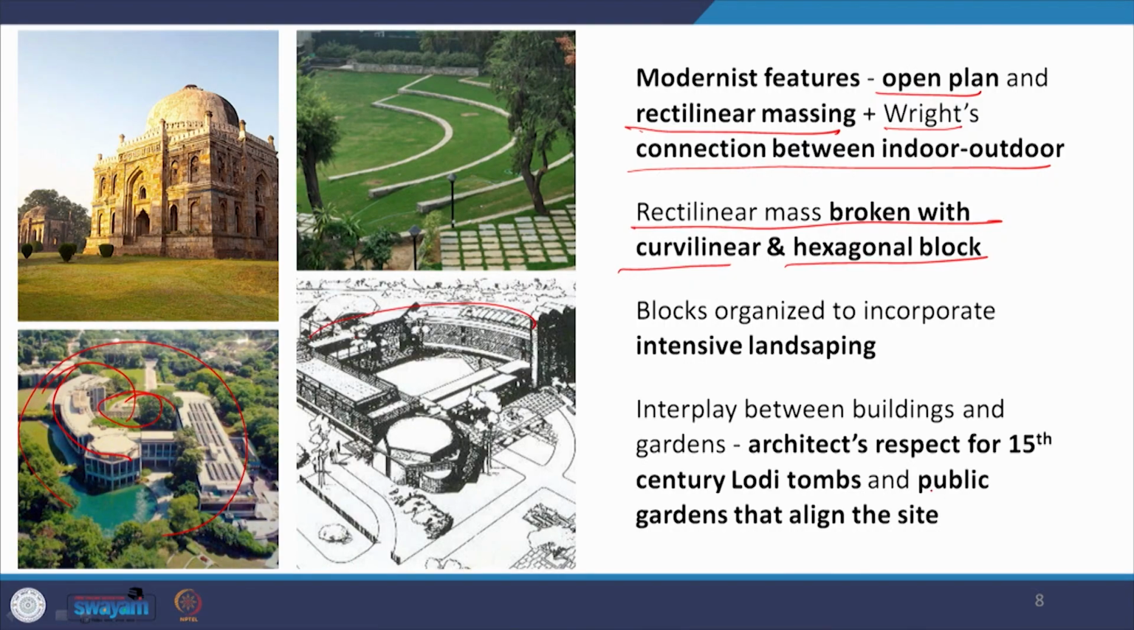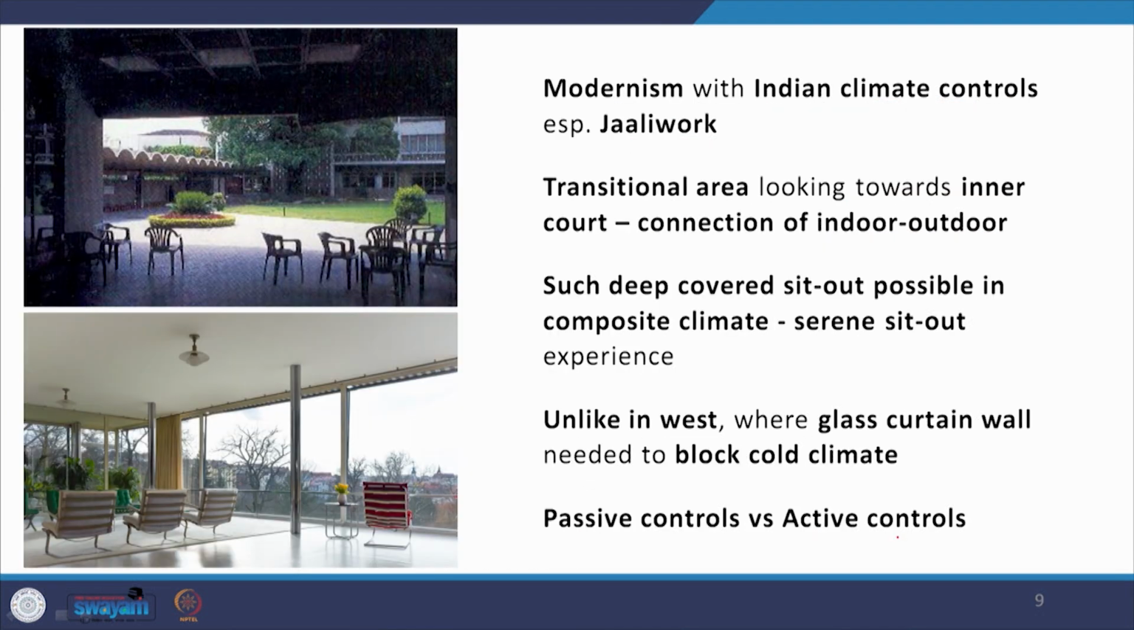Now this interplay between the garden and the building is also the architect's respect towards the 15th century Lodi tombs nearby and the public gardens that align the site of the Lodi tombs. So he is paying due respect to the surrounding existing historical architecture. Now this is modernism with Indian climate controls, for example, especially the Jali work. But there is also the transitional area looking towards the inner court.